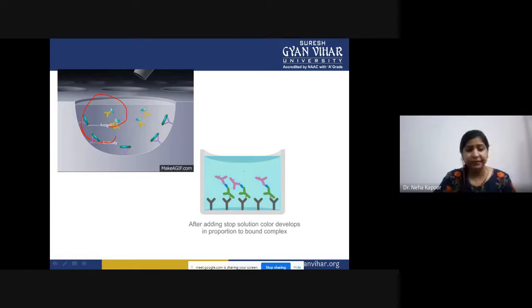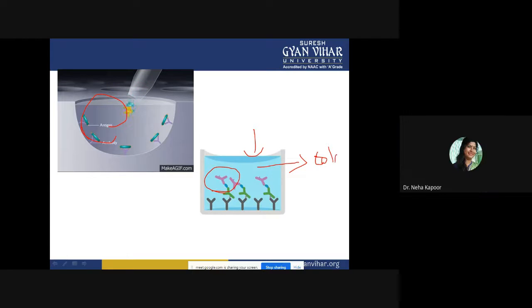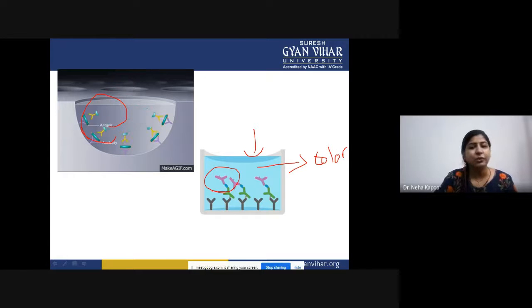Next, when you add the substrate solution, because of this, the color will develop. As you can see, the blue color is being changed to yellow. This colored product basically is showing that yes, the specific binding has happened.